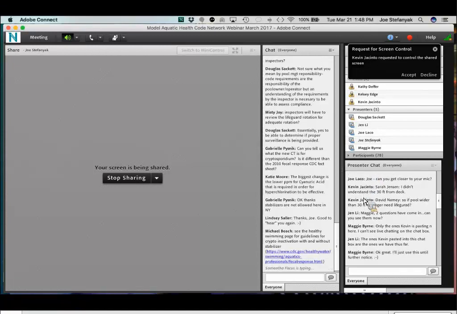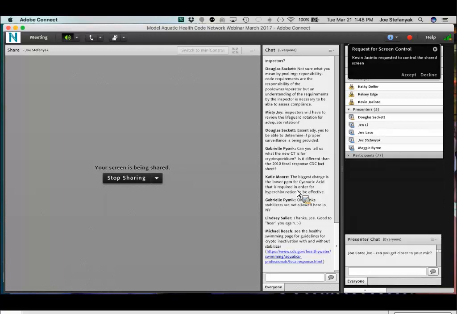Joe, while you were talking, a question came in around, I didn't understand the 30 feet from deck. Sure. That's a pretty easy one. Basically, if the swimming pool is constructed in a manner that from any point on the deck, the distance to the center of the pool is 30 feet or more, then that would require the presence of a qualified lifeguard. As long as you can get to within 30 feet of the center of that pool from the deck, then you are not required, by that requirement anyways, to have a qualified lifeguard.